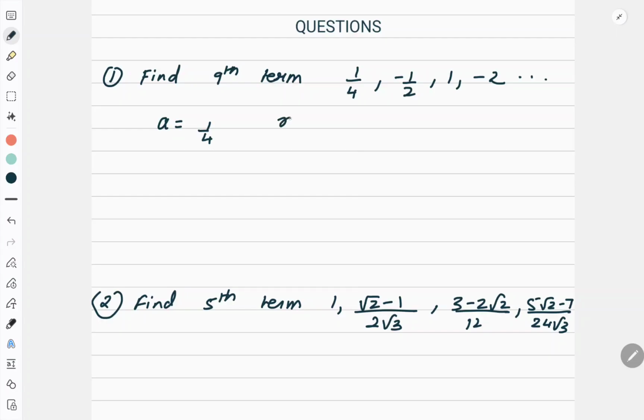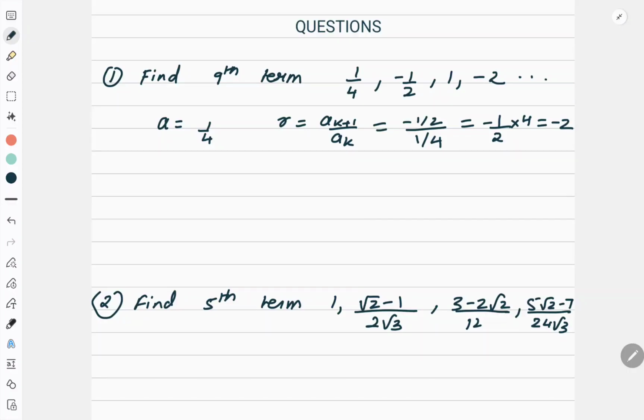What is the common ratio? We know that it is a_{k+1} upon a_k. So minus 1 by 2 upon 1 by 4. How much will I get? Minus 1 by 2 into 4, which is equal to minus 2. So I got my common ratio also.